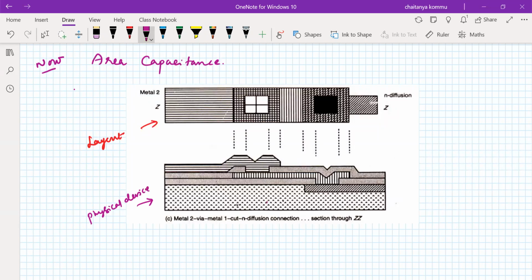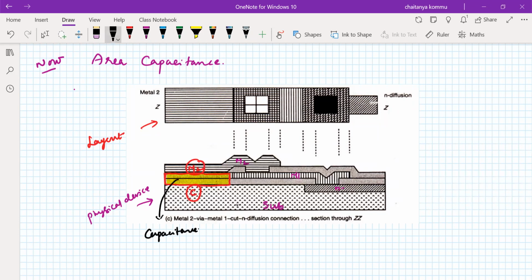As we know, this is the substrate, and this is an n diffusion. This is called metal 1. This is called metal 2. If you observe carefully, consider the metal 2. This is the substrate. Of course, this is one conducting plate, and this is another conducting plate. These two conducting plates are separated by an oxide. So there is a possibility of capacitance here: metal to substrate capacitance.